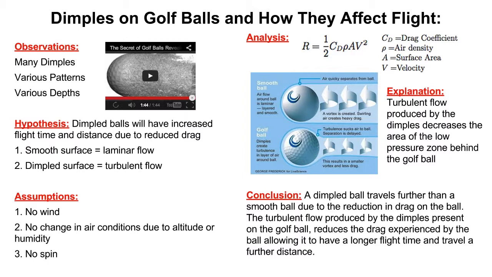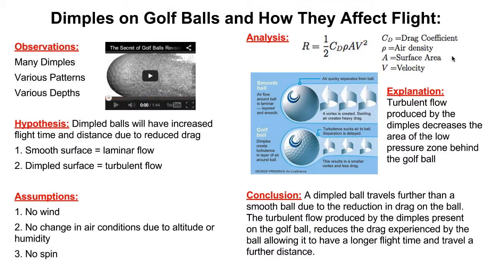Our hypothesis was that dimpled balls will have increased flight time and distance due to reduced drag. A smooth surface would equal a laminar flow, and a dimpled surface would equal a turbulent flow. We have some assumptions. One is that there's no wind. Two, there's no change in air conditions due to altitude or humidity. And three, there's no spin.